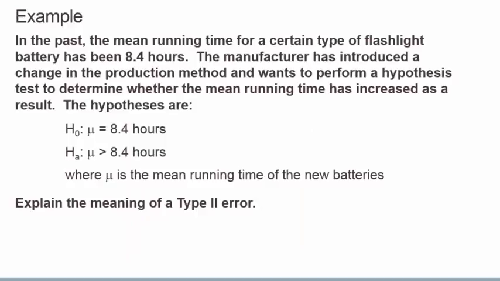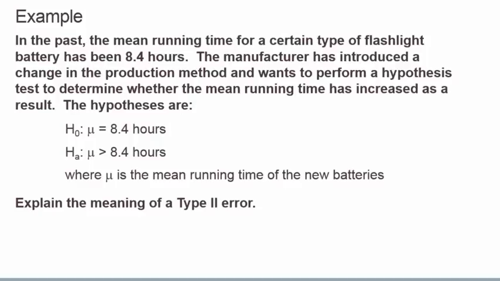Example: in the past, the mean running time for a certain type of flashlight battery has been 8.4 hours. The manufacturer has introduced a change in the production method and wants to perform a hypothesis test to determine whether the mean running time has increased as a result. The hypotheses are H sub 0: mu equals 8.4 hours, H sub a: mu is greater than 8.4 hours, where mu is the mean running time of the new batteries. Explain the meaning of a type 2 error.